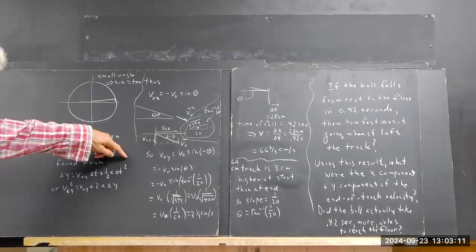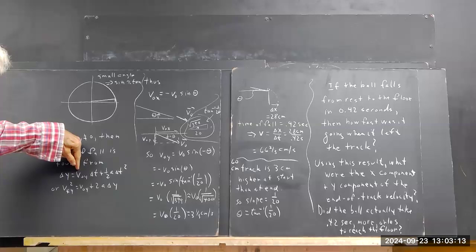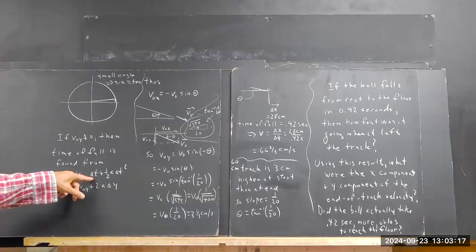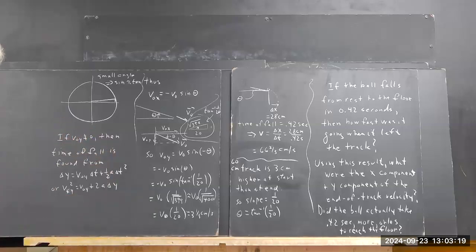This equation is pretty simple if the initial velocity in this direction is 0. You could also use this equation. Well, the point is, I want you to work this out. This is an extra homework problem for next time. I've outlined how to do it.